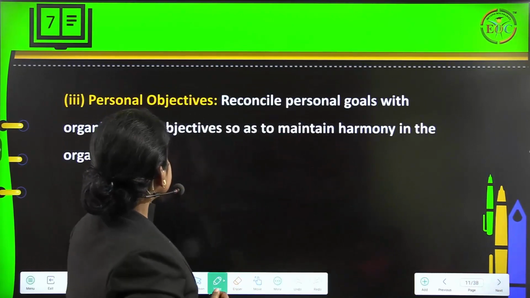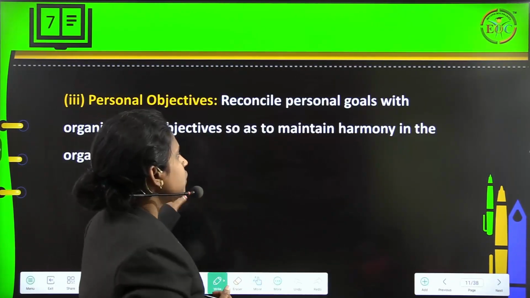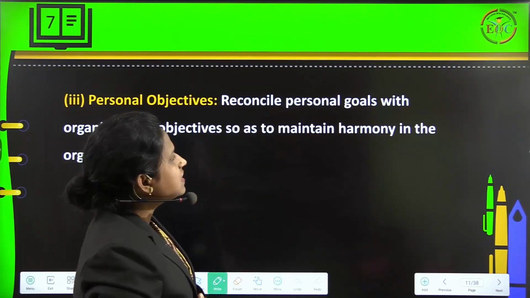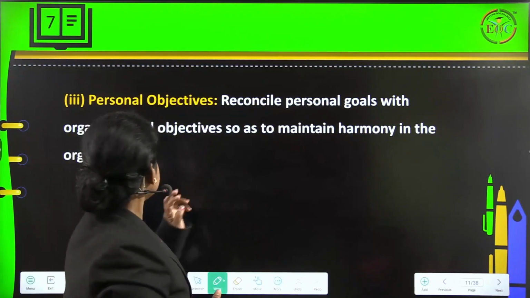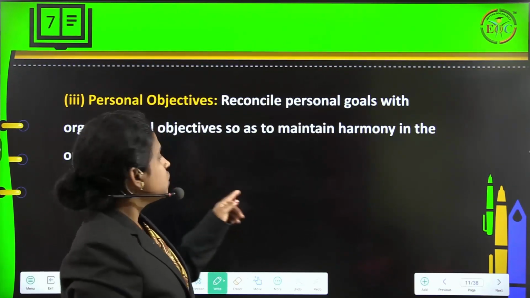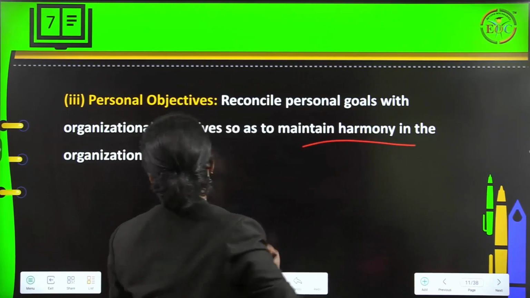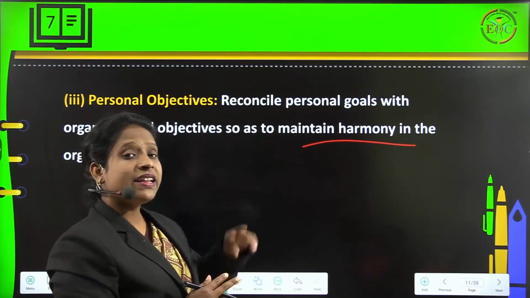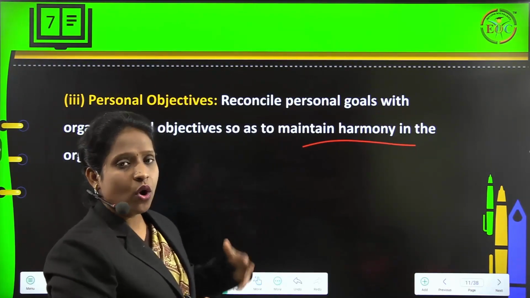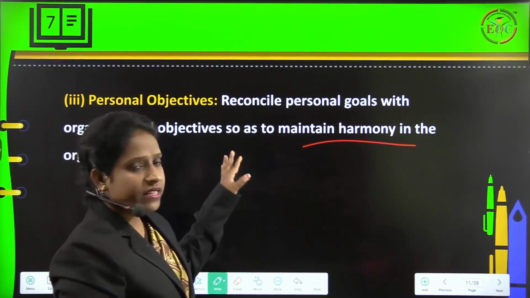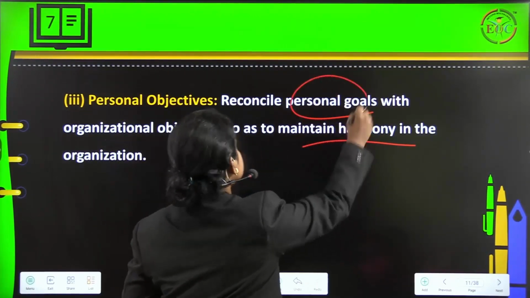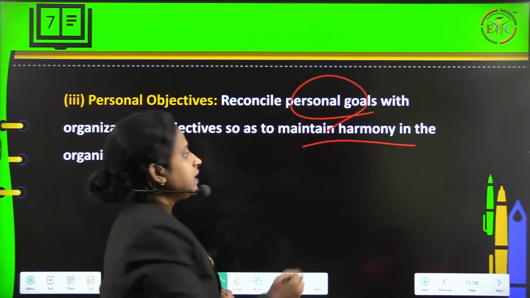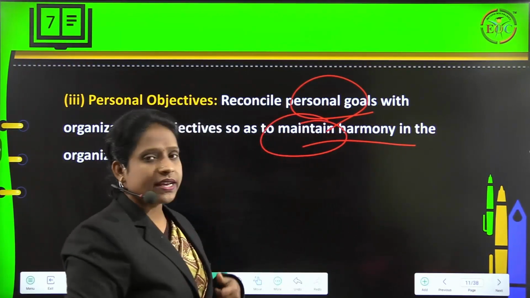Then the next objective is the personal objective. What it consists of is that we reconcile personal goals with organizational objectives so as to maintain harmony in the organization. Fine. So here we can see we can have a connection between our personal goals and the organizational goal, and that's the reason they say reconcile personal goals with the organizational objective. The reason is to maintain harmony in the organization.